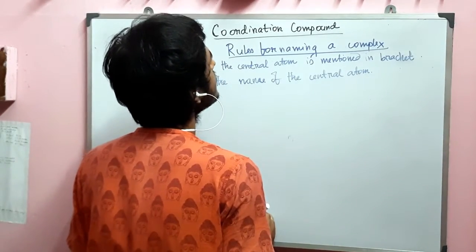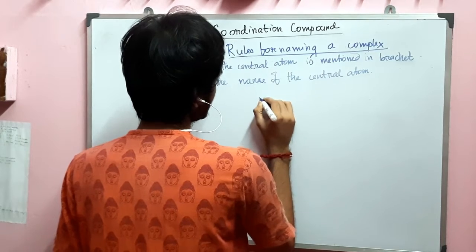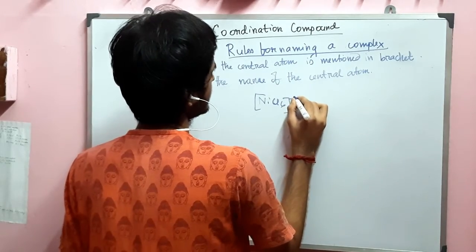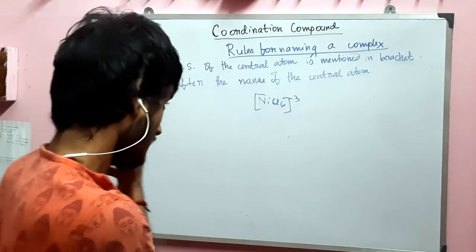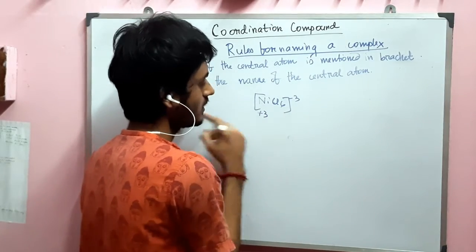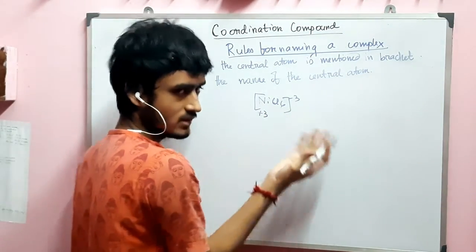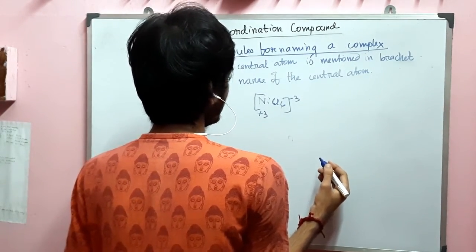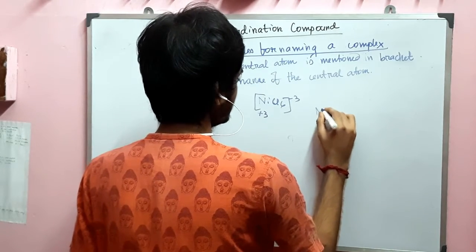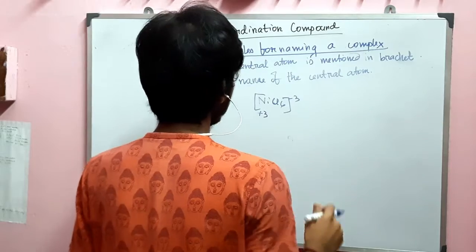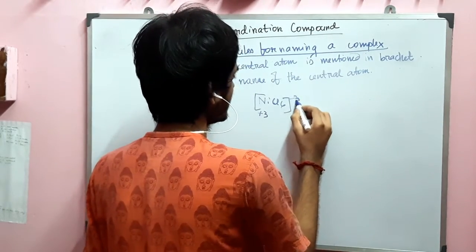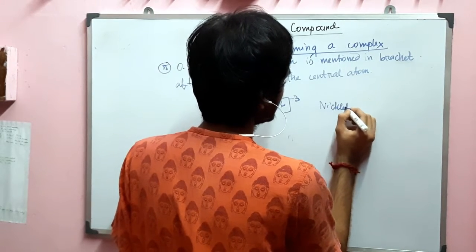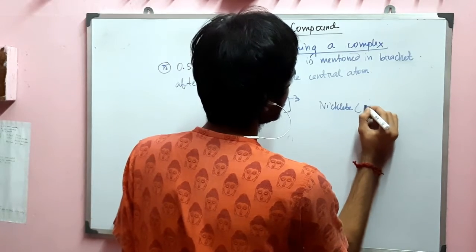What I want to say, suppose we have NiCl6 minus 3. Here the oxidation state of nickel is +3, because +3 minus 6 is equal to -3. The charge is balanced. So here I will write, this is minus charge on the complex, so this is nickelate, nickelate 3.